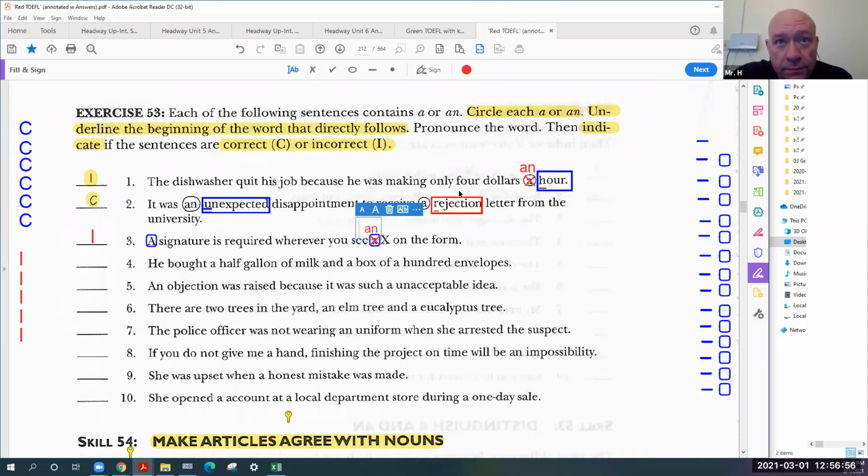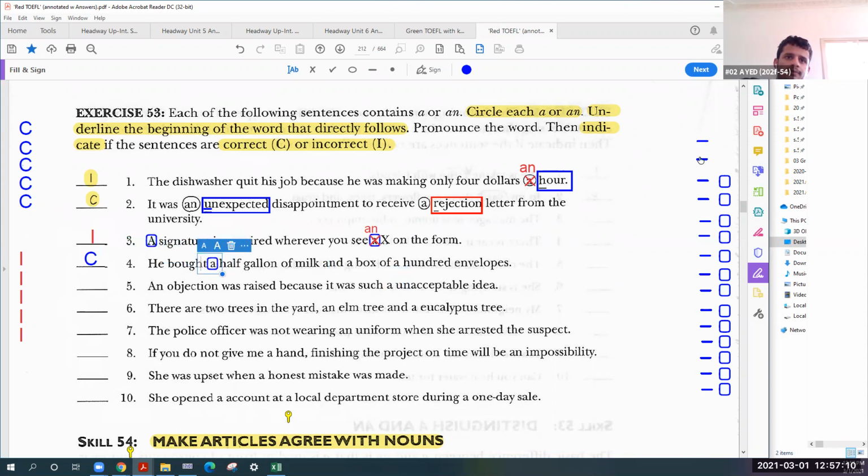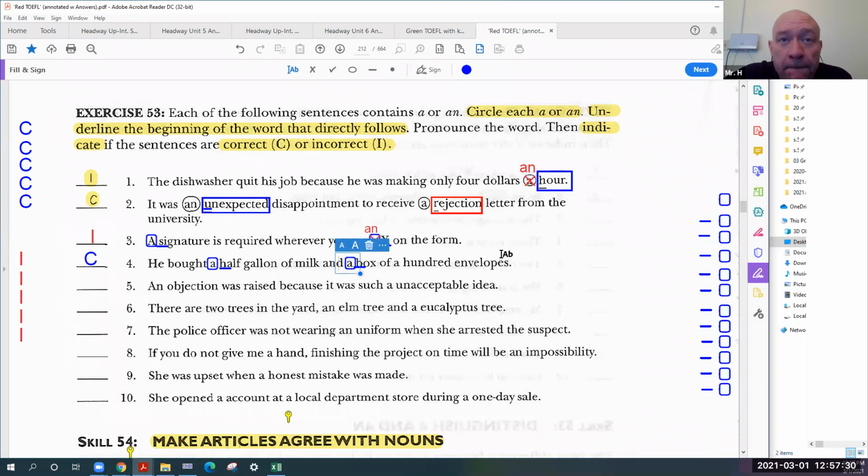Number 4. I think it's correct. You say it's correct? Where do I put a circle? A half. Okay. What's the problem? Is there a problem? Is that the only one? Is there another one? Yes, a box. I think it's also correct. A box? Why? Because consonant sound, right? Yes, consonant sound. Very good.